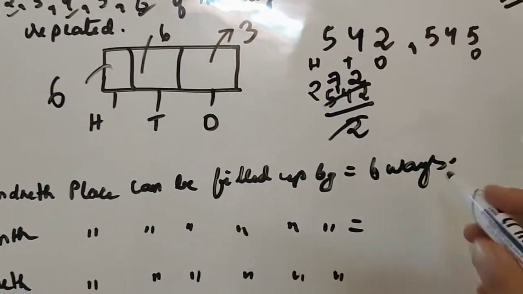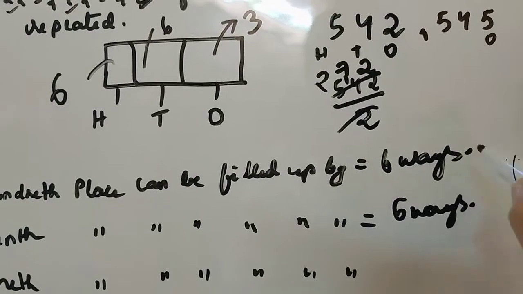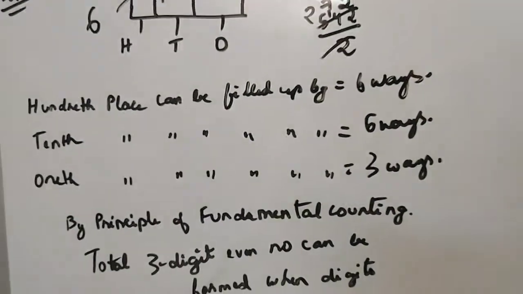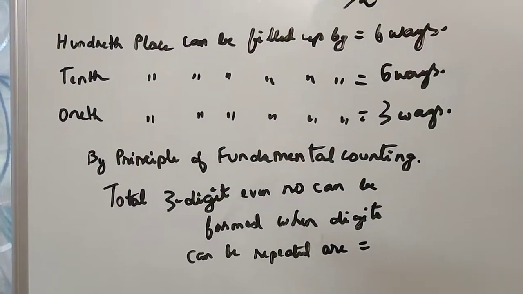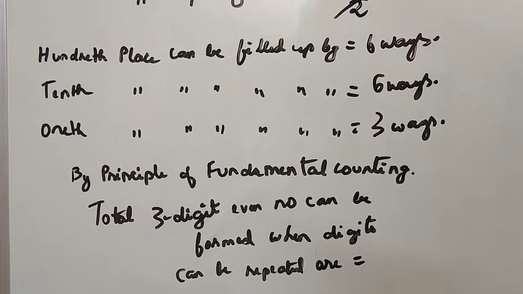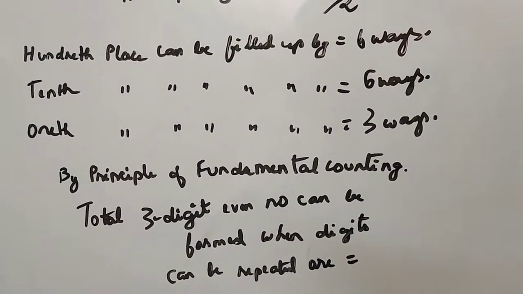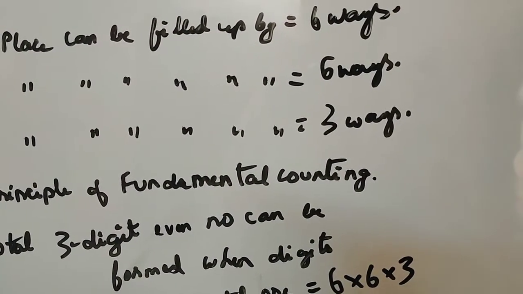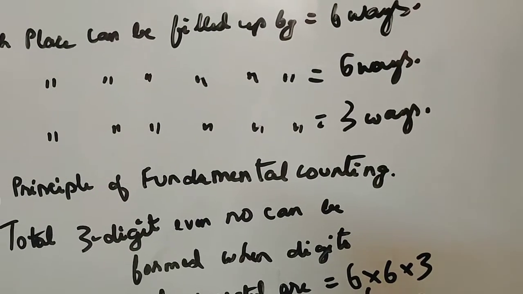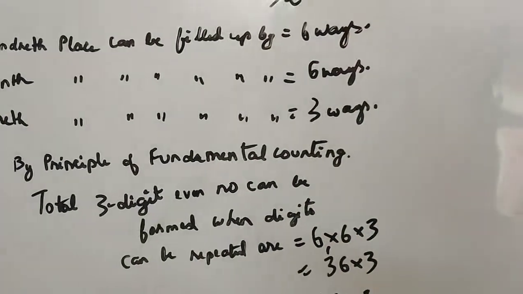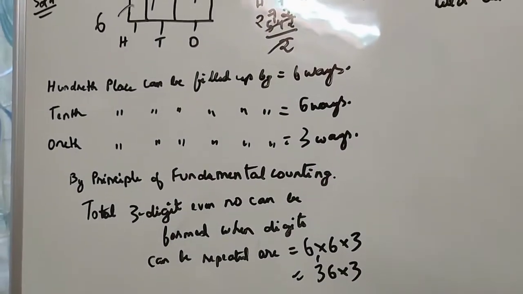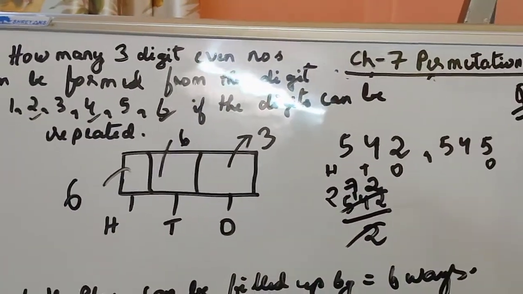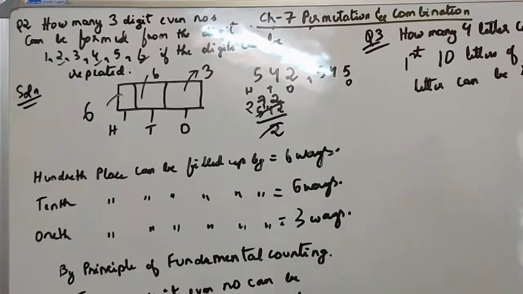Similarly, the tens place can be filled up by 6 ways. And the ones place can be filled up by 3 ways. Now by the principle of fundamental counting, the total 3-digit even numbers that can be formed when digits can be repeated are 6 into 6 into 3. 6 6s are 36, into 3, 3 6s are 18. So 108 3-digit even numbers can be formed using the digits 1, 2, 3, 4, 5, 6 when digits are repeated. Okay, I hope this one is clear to you.